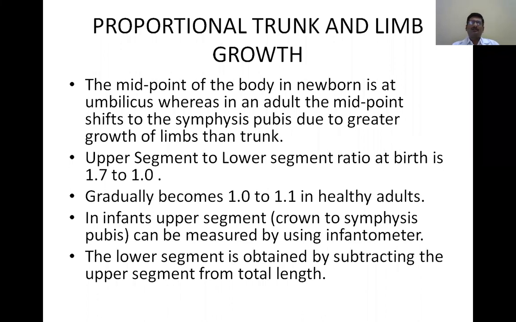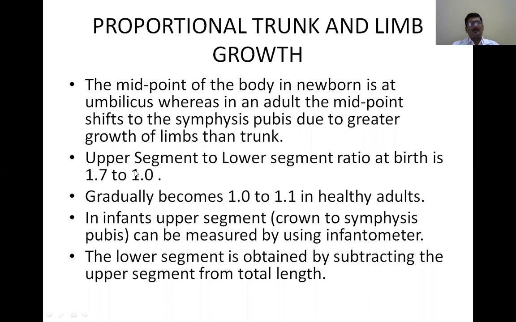One such thing is the proportion of trunk and limb growth. Sometimes both trunk and limbs will be proportionately stunted in some babies. In some babies, the trunk growth may be normal but limb growth may be retarded, or vice versa. So there is a proportion between the upper segment and lower segment, which can also be studied by measuring the ratio. The midpoint of the body in the newborn is at the umbilicus, whereas in adults it is the pubic symphysis, because in adults the growth of limbs occurs more than the trunk.